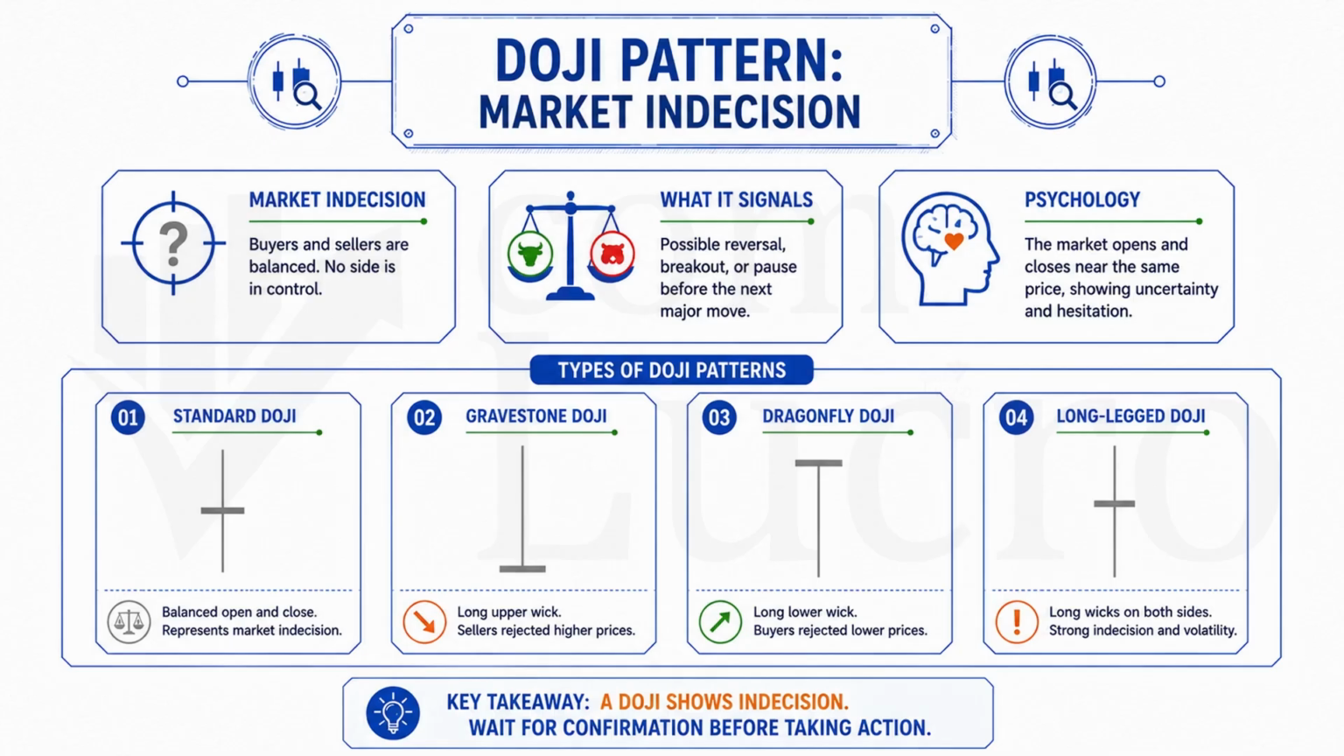When one forms, the market opened and closed at nearly the same price, leaving a small body and long wicks on either side. This shows that while both buyers and sellers were active, neither could push price in their favor. The result is a standoff, often signaling that a breakout or reversal is imminent. The specific type of doji offers further clues about the market's next move.